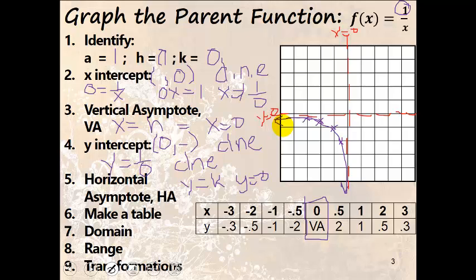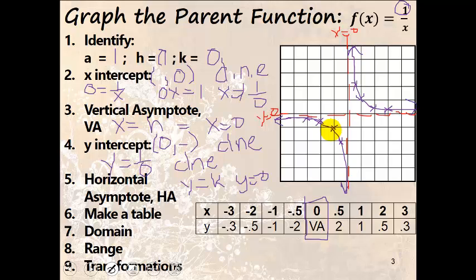And then I'm going to do the exact same thing with the positive points here. So at a half, I'm at 2. And at 1, I'm at 1. And at 2, I'm at a half. And at 3, I'm at a third. Whoops. And so here's my other branch. So with reciprocals, you always get two branches, okay? Two arms. I call this an arm and this an arm. So you notice that my graph is never touching the x-axis, nor is it ever touching the y-axis. That's why my x and y intercepts don't exist. It doesn't cross there, okay?